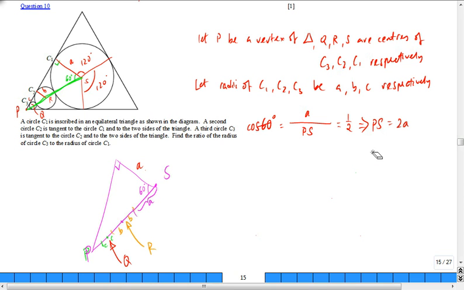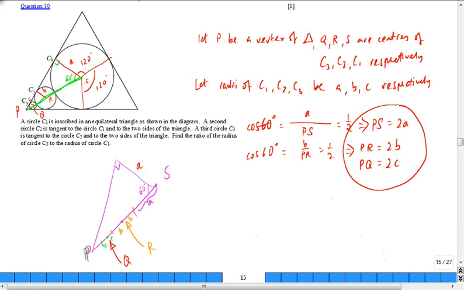Then we now try to express the same thing for PR and PQ. Cosine 60 degrees is also equal to B over PR, equal to half. Therefore, PR equals 2B. And the final one, you'll get PQ equals 2C. Let's keep this in mind.